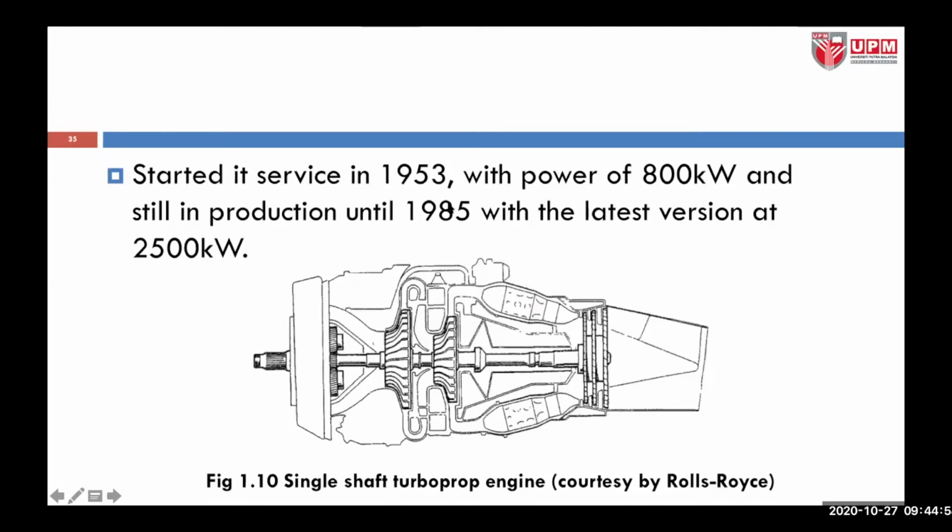You can see that is more than 32 years of usage of the engine, with the latest version at 2,500 kilowatts. So starting from 800 kilowatts, they could upgrade the engine up to 2,500 kilowatts. This is the can type combustion chamber, and these are the two stages of centrifugal air compressor, and these are the turbine stages.